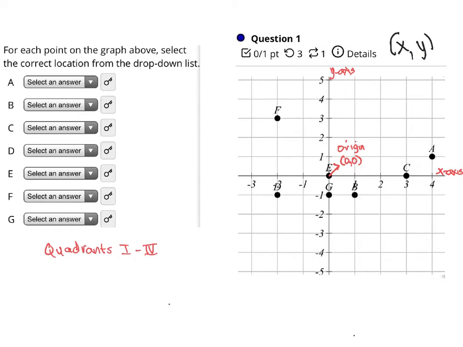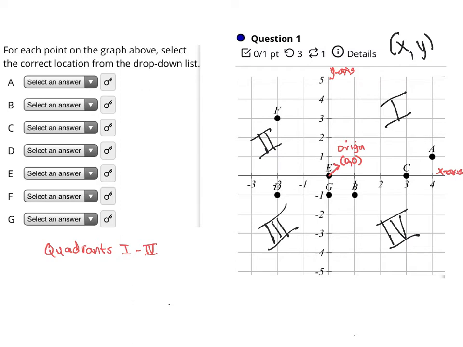Now, the quadrants. There are 4 quadrants, and you start in this upper right-hand corner. This is quadrant 1, and it's Roman numerals. This is quadrant 2. Quadrant 3 goes counterclockwise, and quadrant 4. This question is asking for the quadrant and the ordered pair.